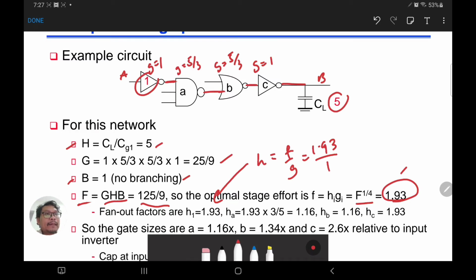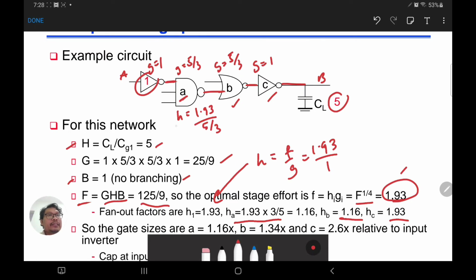Okay, and for gate A, H is, the F is fixed, 1.93, and here is 5 over 3. So we have HA is 1.93 times 3 over 5, and for B is also the same, 1.93 times 5 over 3, and C is just 1.93. Okay. So what is the gate size?